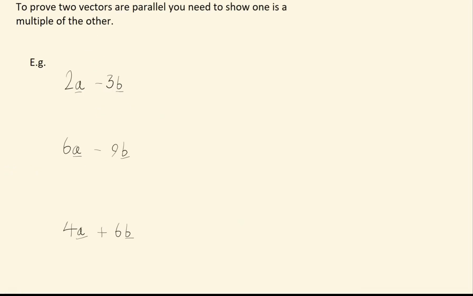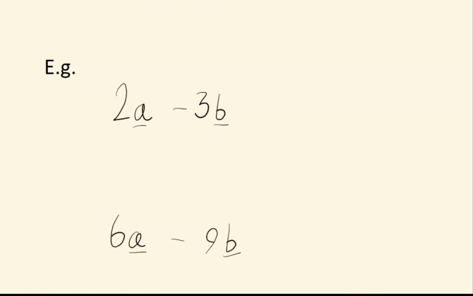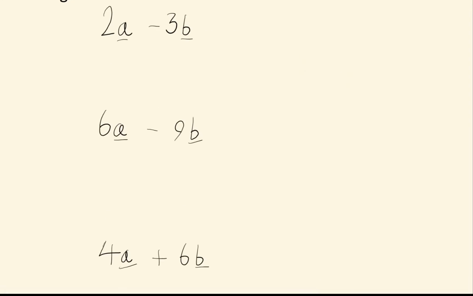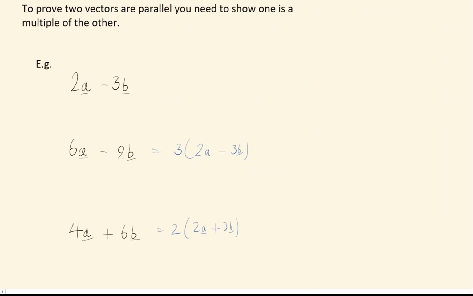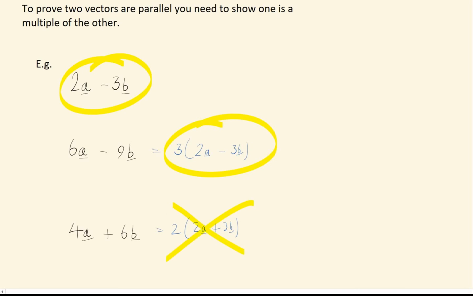Okay, so that's the key idea. So looking at these three vectors, if you want to show which are parallel, the way you would do it is you would factorize them. So top one, that cannot be factorized. This one here, I have a common factor of 3, so it'll be 3(2a minus 3b). Here I have a common factor of 2, so it'll be 2(2a plus 3b). And any vectors are parallel if they have the same thing inside the brackets. So these two vectors are parallel, but this one wouldn't be because there's a plus there rather than a minus. Okay, that's a key idea we're going to go through in this video.